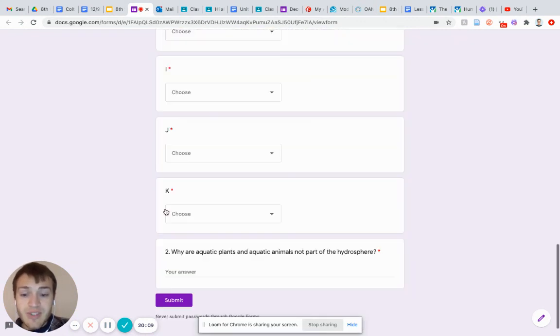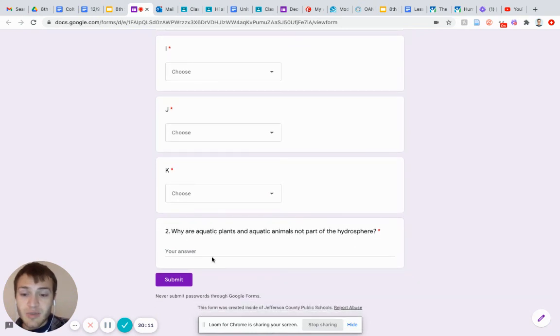And then at the bottom, there's another question. It says, number 2, why are aquatic plants and aquatic animals not part of the hydrosphere? So aquatic plants and aquatic animals are part of, I'm not going to tell you, but why are they not part of the hydrosphere?